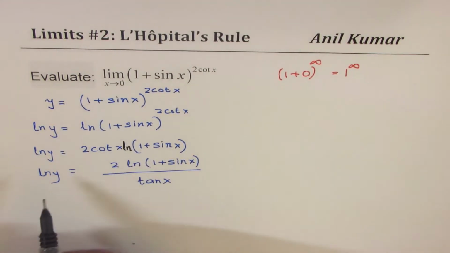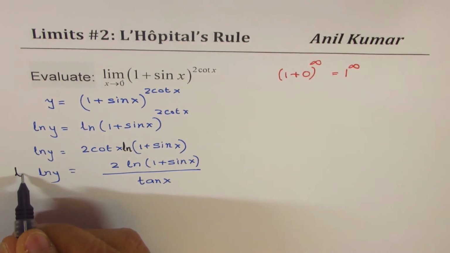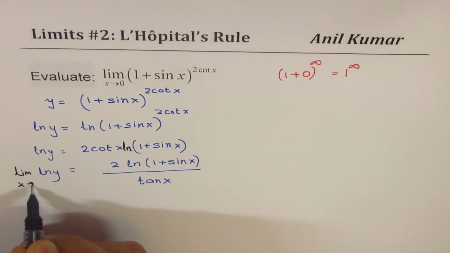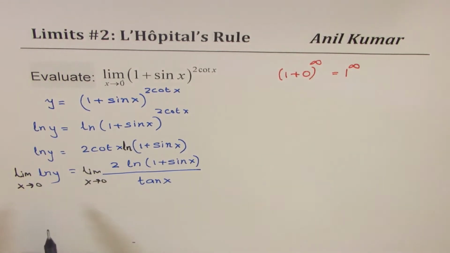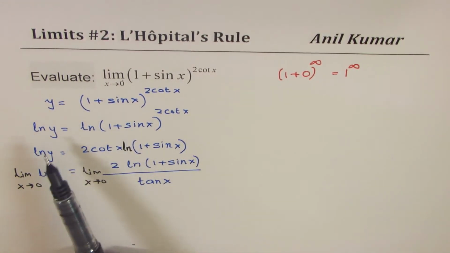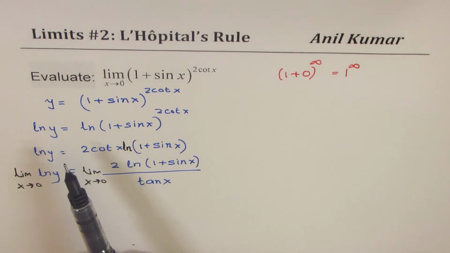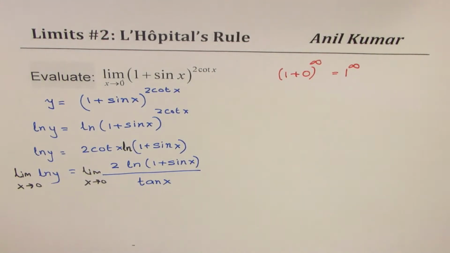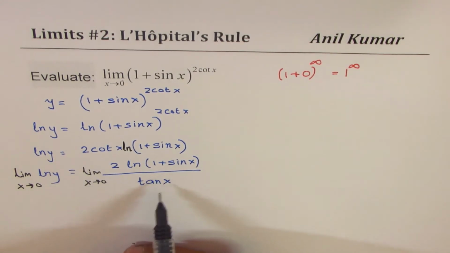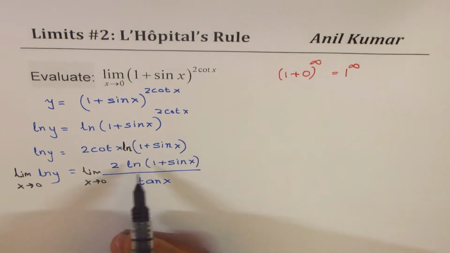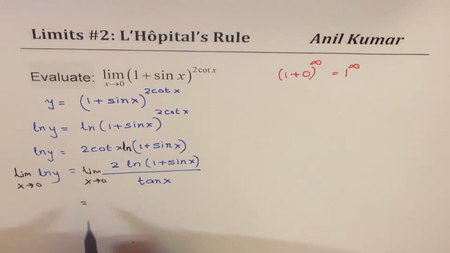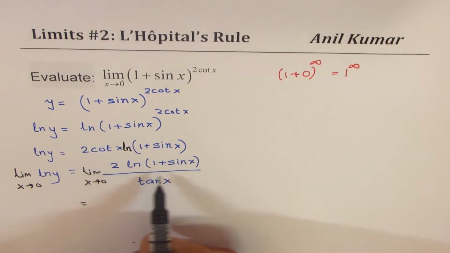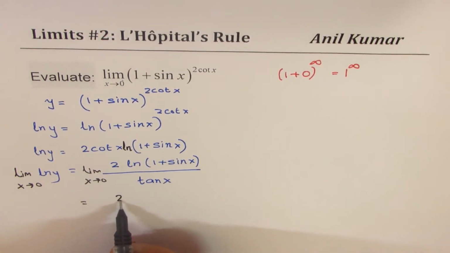Now, let's find the limit of this function as x approaches 0. Okay, so that is the strategy. So first step is to write this in the form of natural log and then find the limits, correct? Now here, as you can see, if I substitute 0, then we do get an indeterminate form and we can apply L'Hopital's rule. So derivative of the numerator is 2 times.